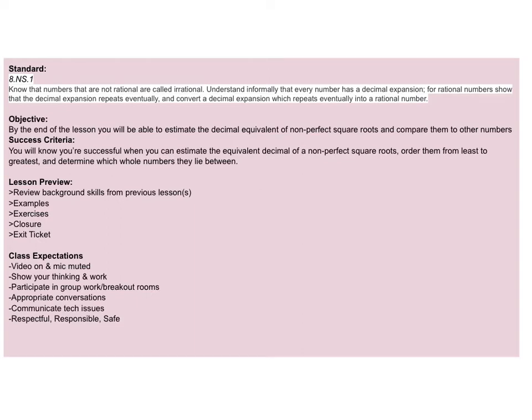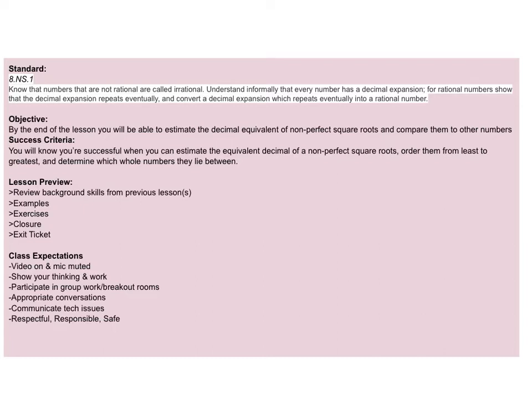All right, welcome to our next lesson of Module 7. Today we are going to be working just a little bit more with square roots and radicals. So by the end of this lesson today, you'll be able to estimate the decimal equivalent of non-perfect square roots and then compare them to other numbers.